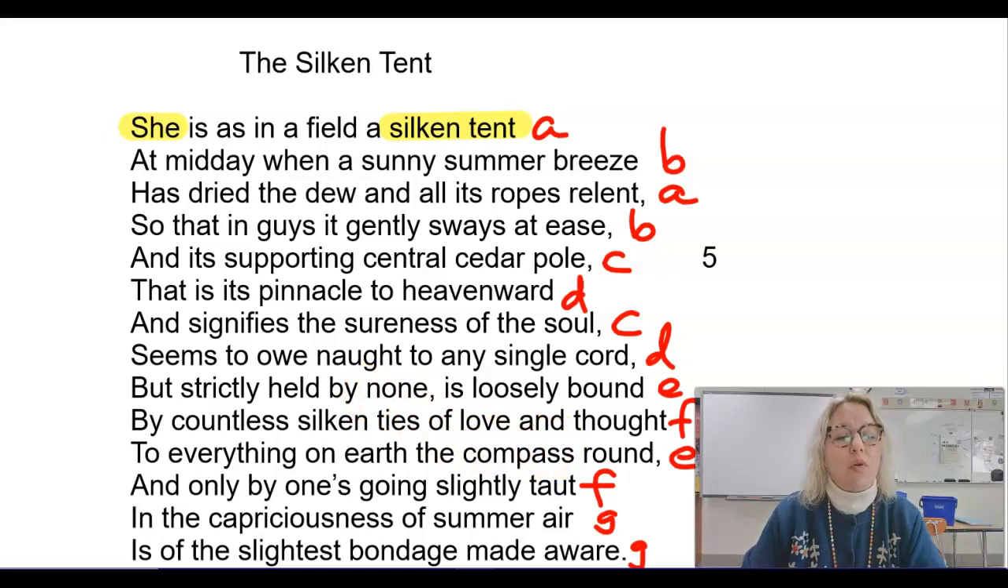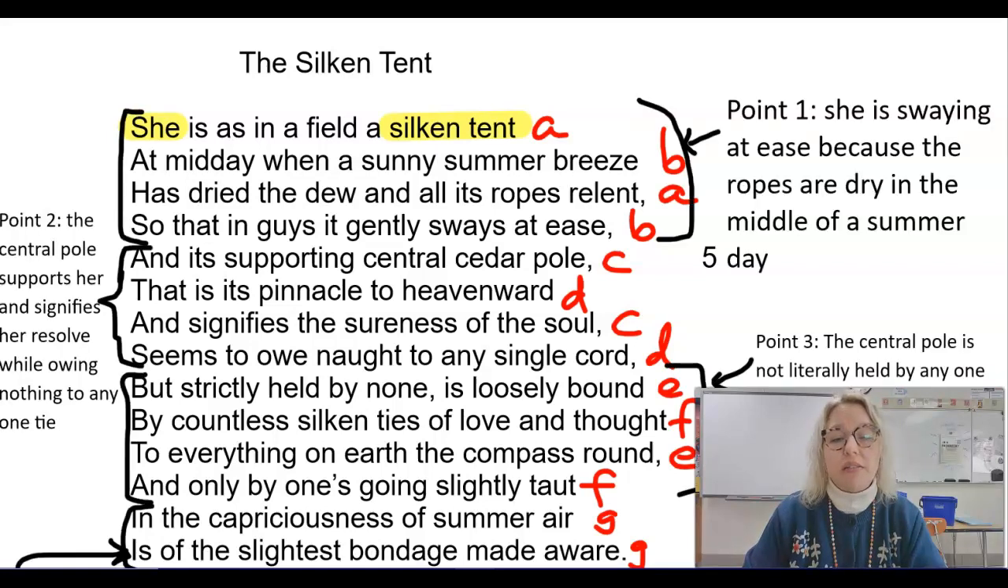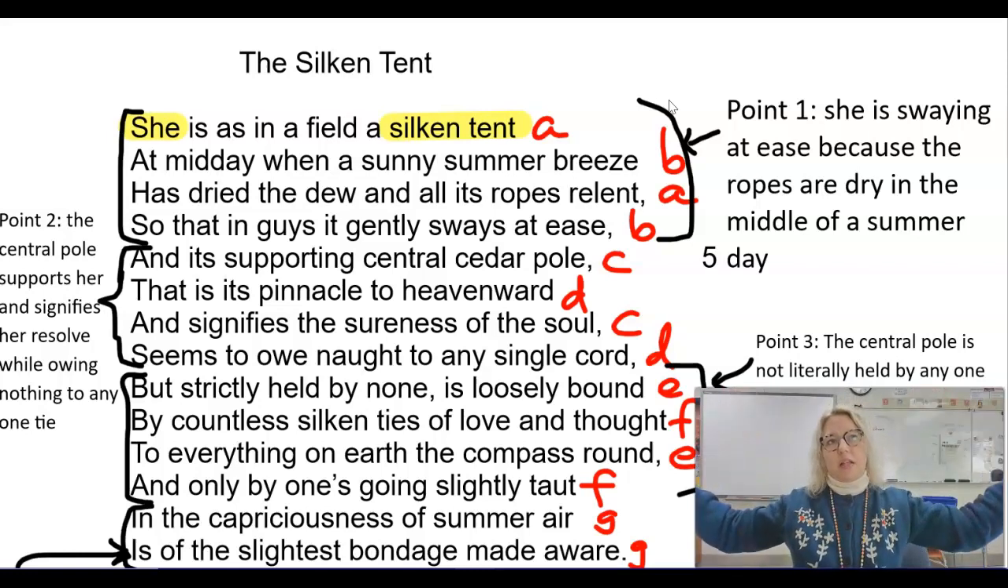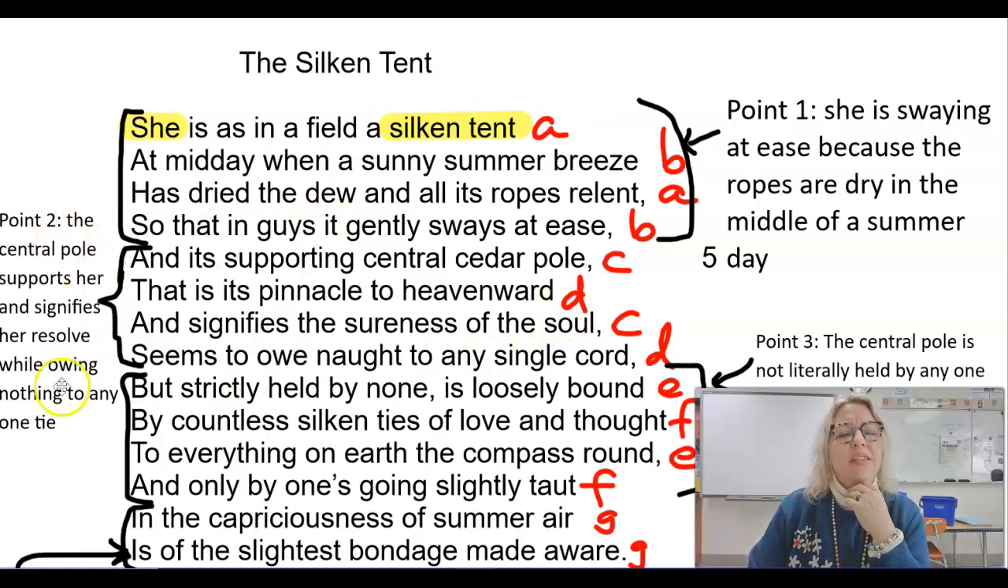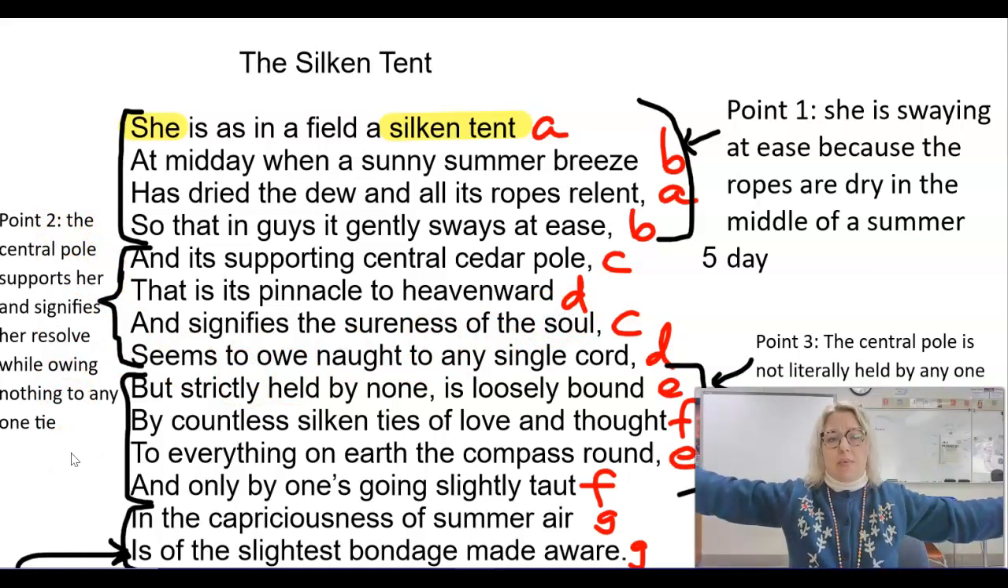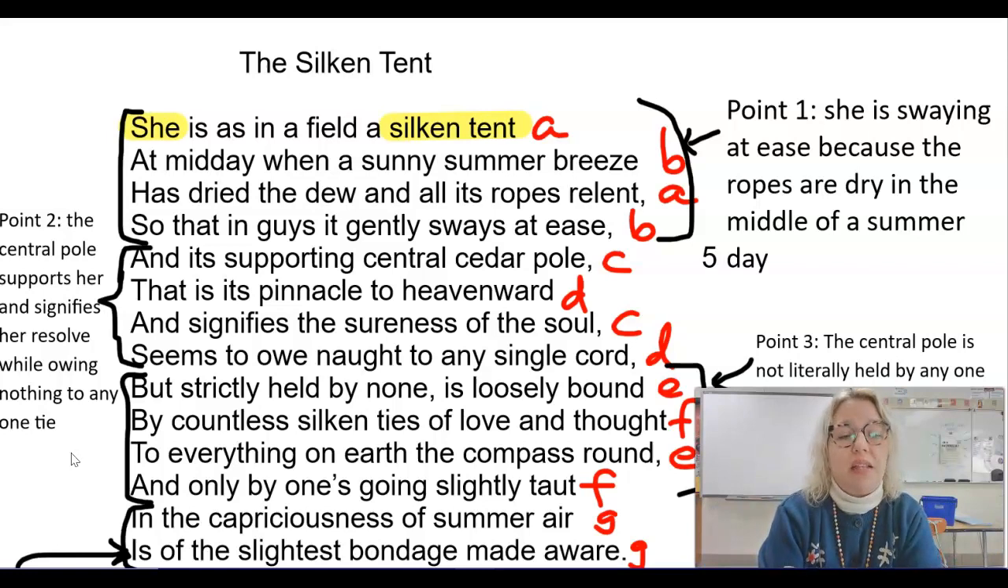First, in this poem we've got the quatrains, right? The 3 quatrains and then the couplet. So the first quatrain, the first 4 lines, is making a point about this tent that is the extended simile for a woman. She's swaying at ease because the ropes are dry in the middle of a summer day. So she's held up, she's made of silk, and she's held up by ropes that are tied to the ground, like any tent, right? And it's just swaying easily. The second point in the second quatrain is that the central pole that keeps this silken tent up supports her and signifies, represents her resolve, while owing nothing to any one tie. So the central pole holds her up.